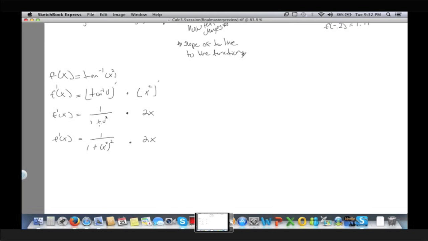Well, a lot of people don't realize they need the chain rule here. A lot of people think the answer is just 1 over 1 plus x squared squared. They don't realize that there's both an outside and an inside function here. That's something I forgot to point out when you were writing down the derivatives a second ago.